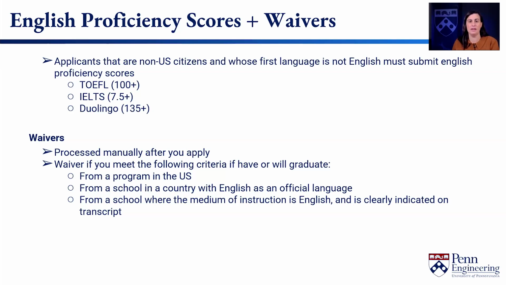Okay, next I'm going to talk about English proficiency scores and waivers. Applicants that are non-US citizens and whose first language is not English must submit English proficiency scores. Scores must be official and sent directly from the test center. If you email us at our graduate email and it comes through us, we cannot upload that into your application. The scores must be official and sent directly from the test center.